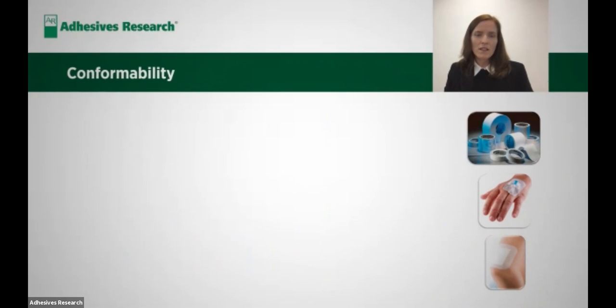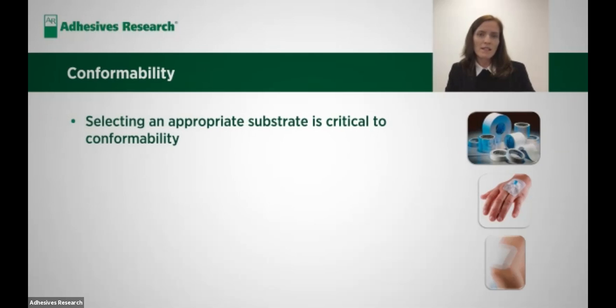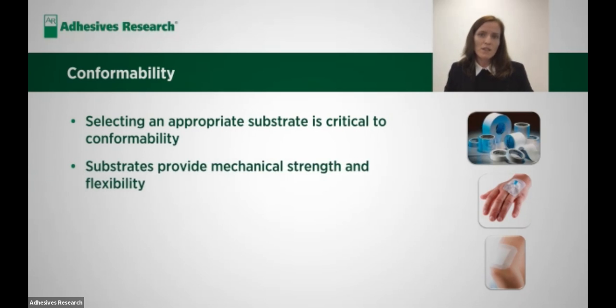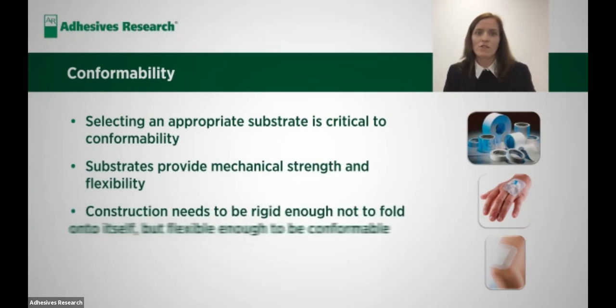So again, we touched on this earlier, conformability is critical. We could see here that if you selected a substrate that had too high a profile, it could basically lead to the patches being knocked off. In contrast then, when you look at a substrate that may be very light or flimsy, constructions need to be rigid enough not to fold over onto itself, but flexible enough to be conformable.